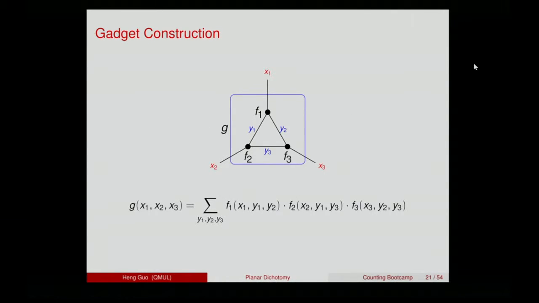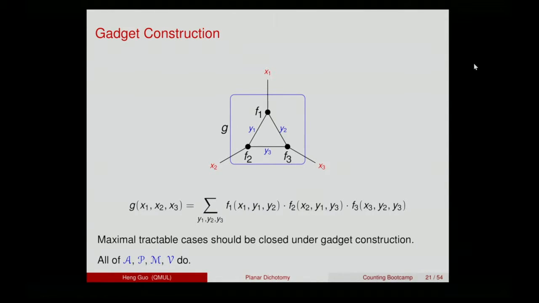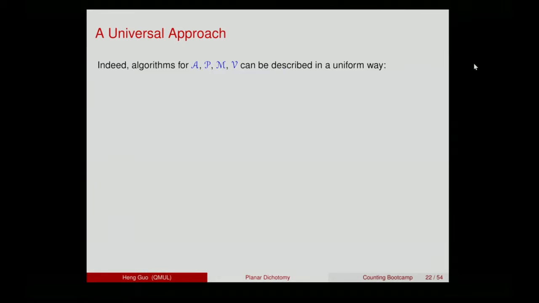Okay. A few comments on these tractable cases. The first is that this is a gadget, and here is the expression of this gadget. Andre has discussed gadget constructions in detail. Here I want to point out that if a tractable class is maximal, then it has to be closed under gadget constructions. And in fact, all of these four classes satisfy this. And more importantly, they satisfy an efficient gadget construction. What do I mean by that? We actually can have a universal approach to all of these four tractable cases.